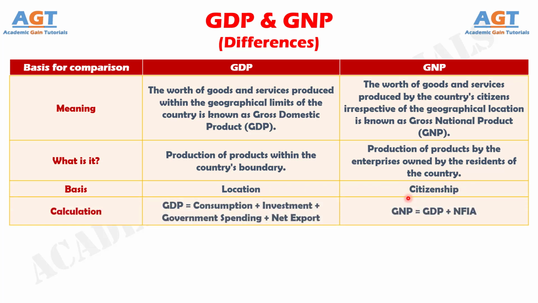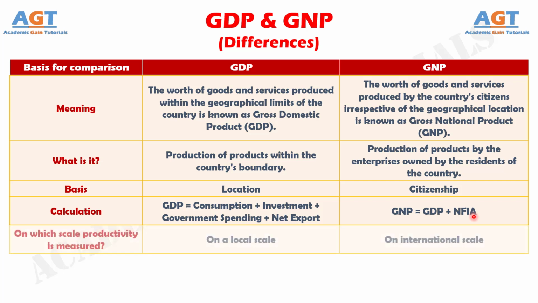Number 4. The formula for GDP calculation is GDP equals consumption plus investment plus government spending plus net export, whereas GNP equals GDP plus net factor income received from abroad. Number 5. In the case of GDP, the measurement of productivity is done on a local scale, while if we talk about GNP, it measures the productivity on an international level.